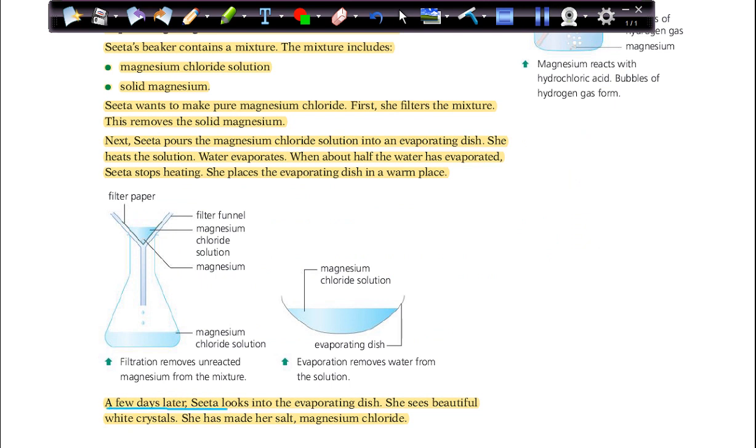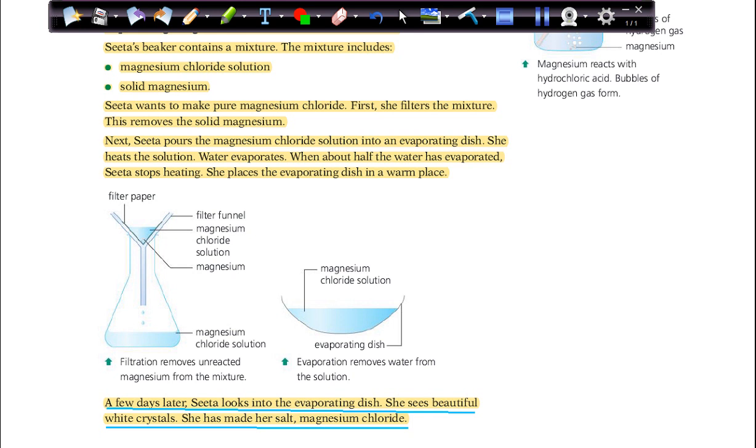A few days later, Sita looks into the evaporating dish. She sees beautiful white crystals. She has made her salt, magnesium chloride. So this is how you can make a salt. You have to react the reactants, get the product, and then separate the salt from the mixture in any possible or proper way.